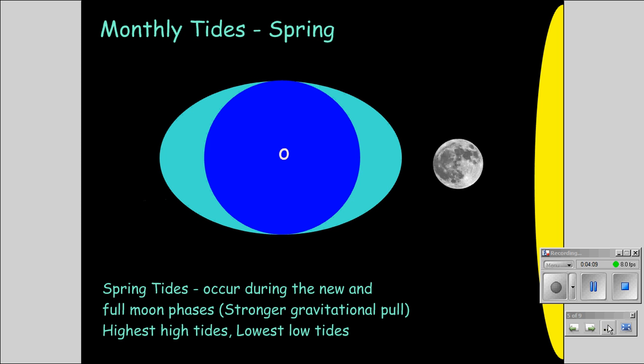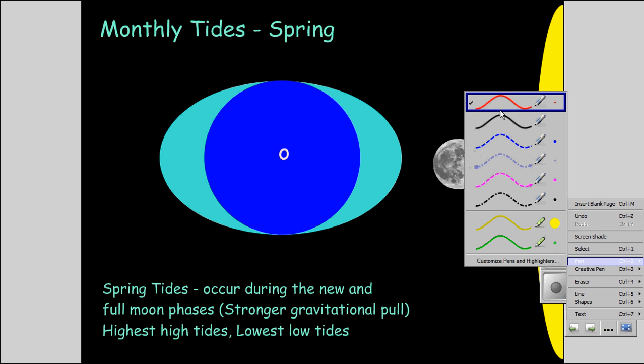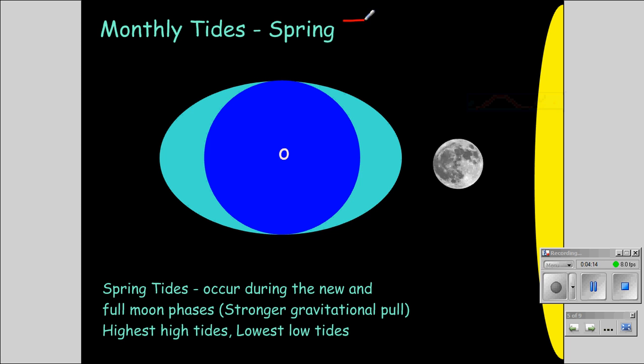Okay, now the monthly pattern. Tides change on a monthly basis because of the moon's phase.